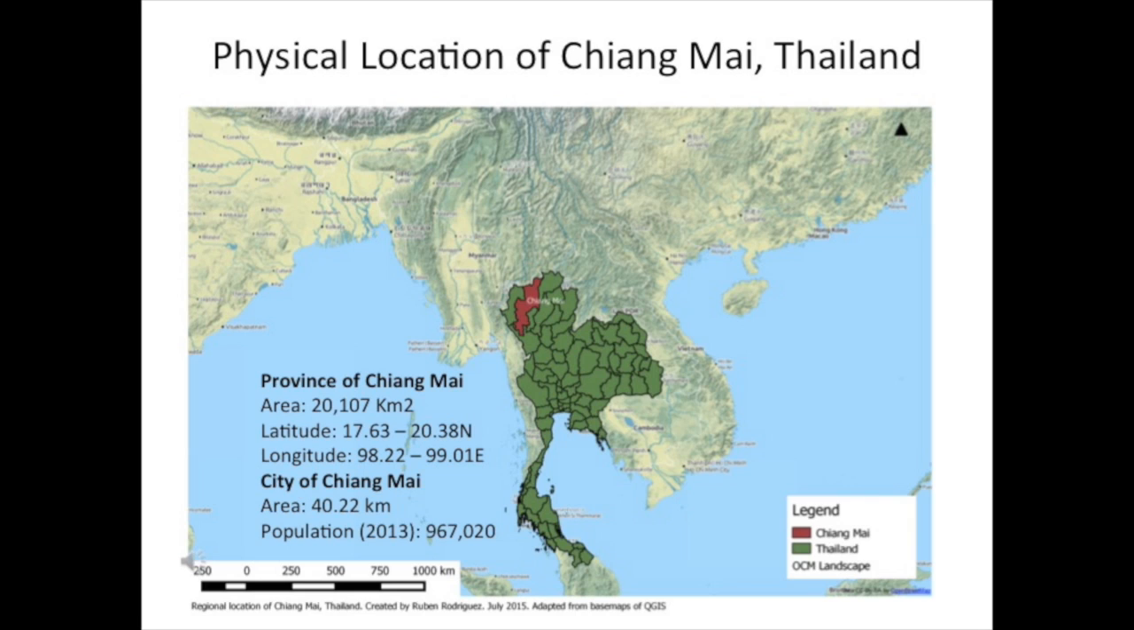The city of Chiang Mai has an area of 40.22 square kilometers, and with a population of about 967,000 people, it is the second largest city in the country.